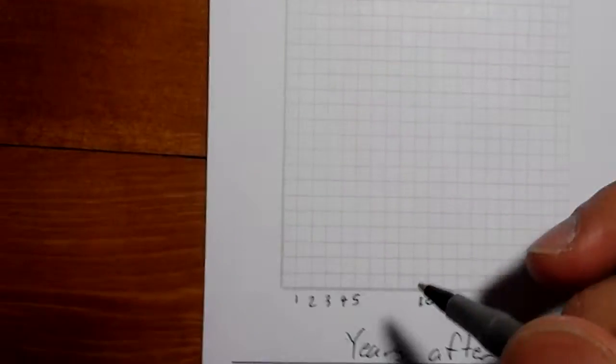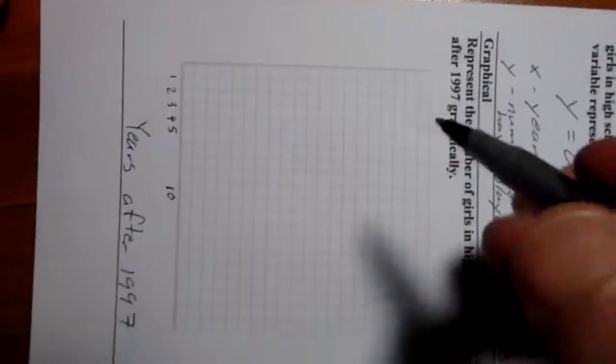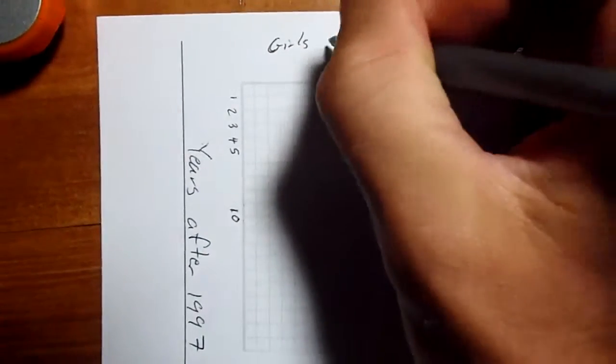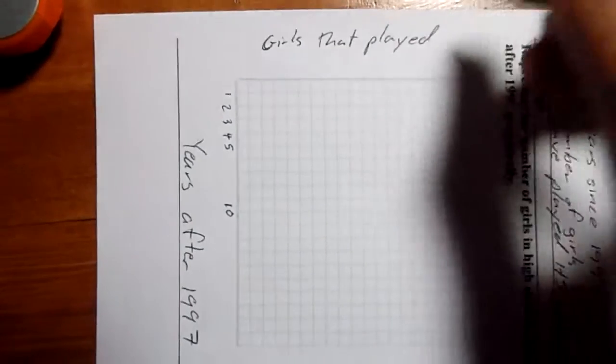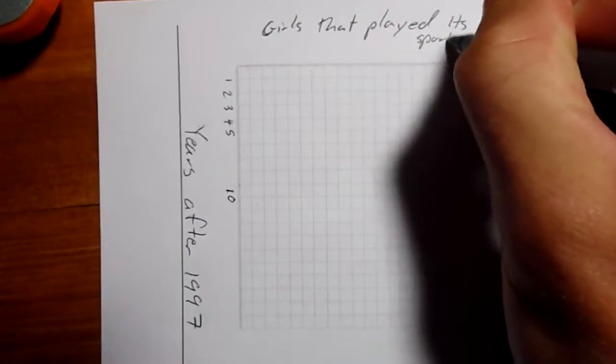If you'd prefer, you can fill in the other numbers. Then on my y-axis, I have girls that played high school sports.